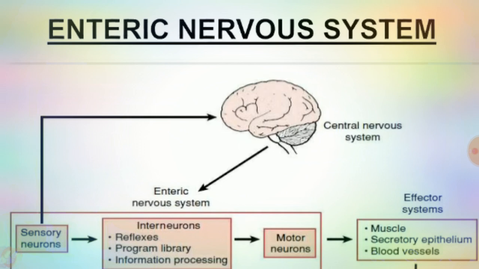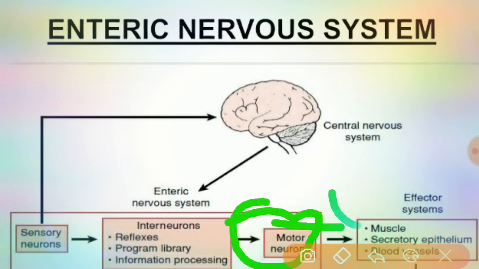Coming to the motor neurons, they help the muscle, meaning the effector systems. These motor neurons are also secretory in the epithelium.